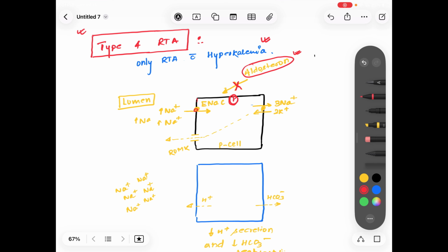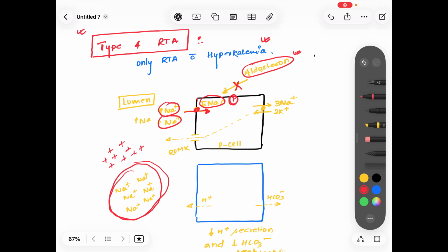So this ENaC protein, whose function is to reabsorb sodium from the lumen into the cells, is not working. So what will happen? There is increased sodium inside the lumen. There is increased positive charge inside the lumen because of increased sodium in the lumen.